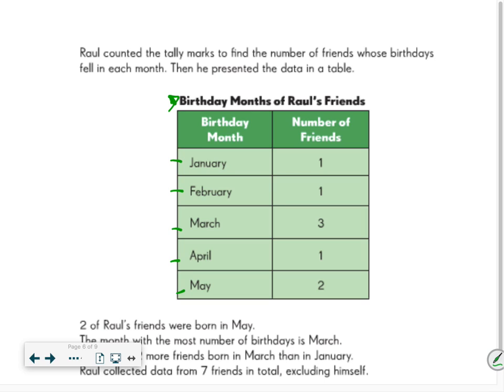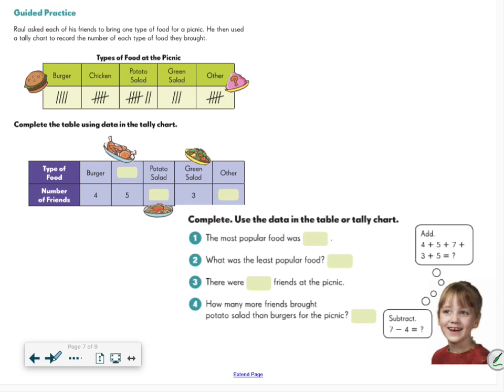And then instead of a tally, he actually writes down how many friends there are. So like this, you could easily see that the most people were born in March, 3 people, 1 person was born in January, February, and April, and 2 were in May. You can easily see how many people. Let's add it up. So there's 1, 1, 3, 1, 2, that's 8. 8 people total are included in this table.